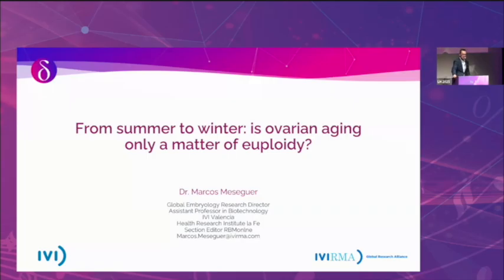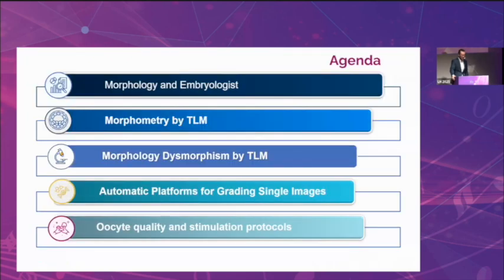Well, I'm going to talk a little bit about oocytes, if you were asking me about the quality and what we can learn from the lab from that perspective. This is the intention of my lecture: to talk to you a little bit about the effect of quality related with age and any other parameter, and finally also with euploidy.